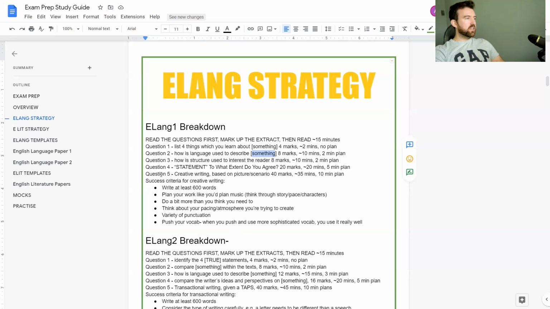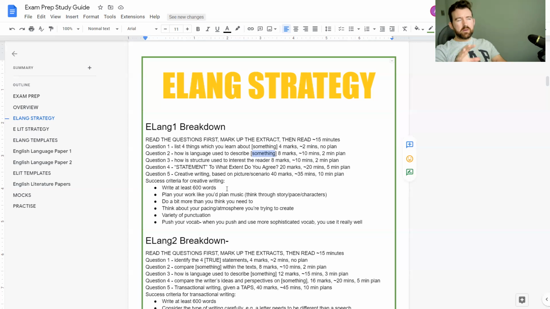Question 5, finally, is also section B, creative writing based on a picture or a scenario. You get 2 choices, 40 marks. I recommend spending about 35 minutes on the writing and about 10 minutes before that planning. Write at least 600 words, and plan your work a bit more than you would, like you'd plan music. So think through story, pace, characters. I've explained that in other videos.